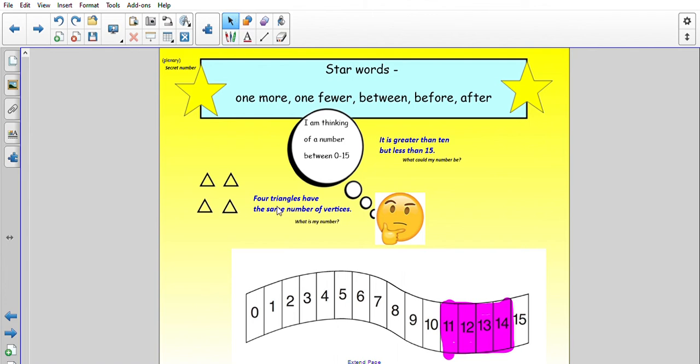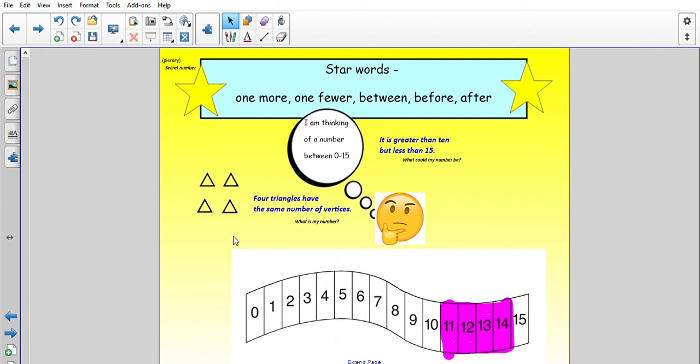So I've made it much easier for you to guess because we've narrowed down my secret number to one of 4 numbers, but we still don't know which one it is, do we? So let me give you another clue. 4 triangles, there they are, have the same number of vertices as my number. Well, that's a tricky one because you need to know what a vertices is, don't you? What's a vertices? That's right. It's another name for corners, isn't it? So my number has the same number of corners as these triangles.